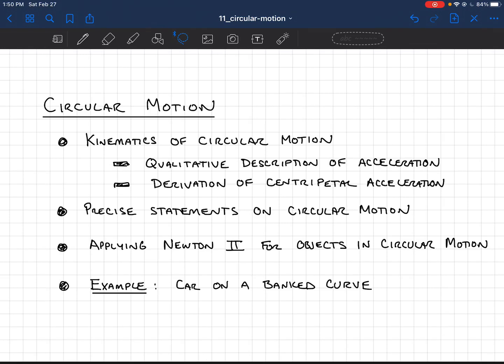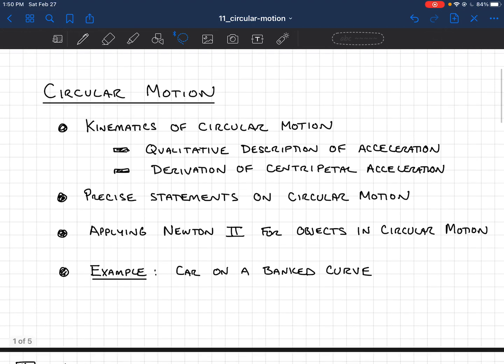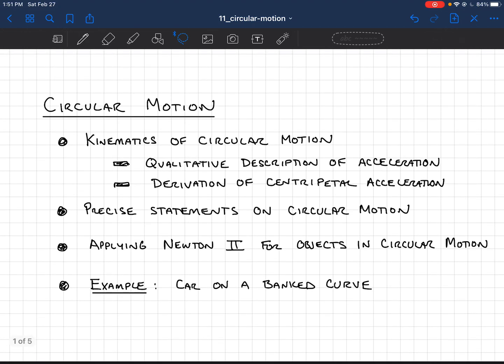Today we look at circular motion, and in particular how to do Newton's second law for objects that are moving on a circle, whose path sits on a circle. And what we'll find is that circular motion is really an expression in kinematics. We can describe exactly what the acceleration of an object that moves on a circular path is. And then we'll use that in Newton's second law.